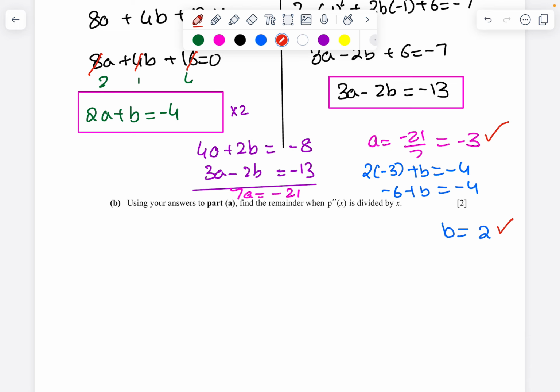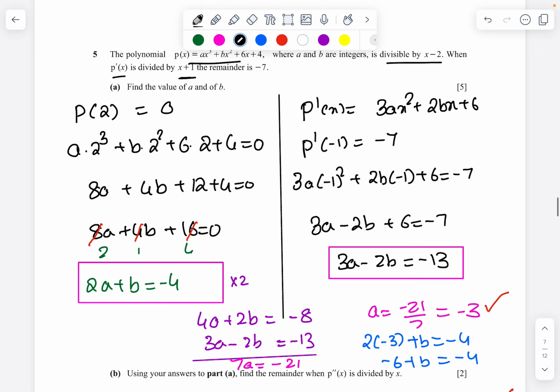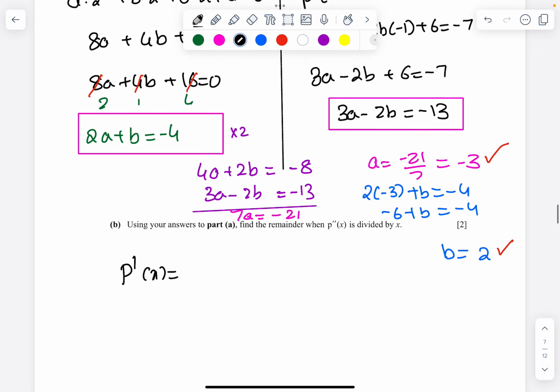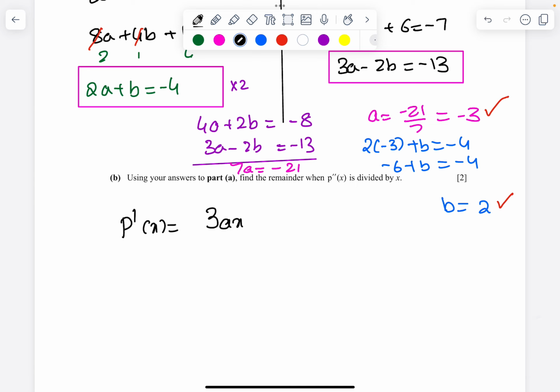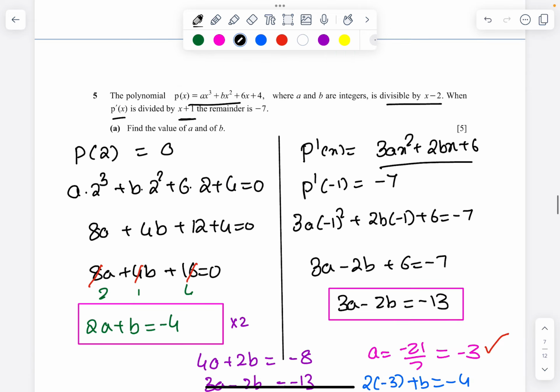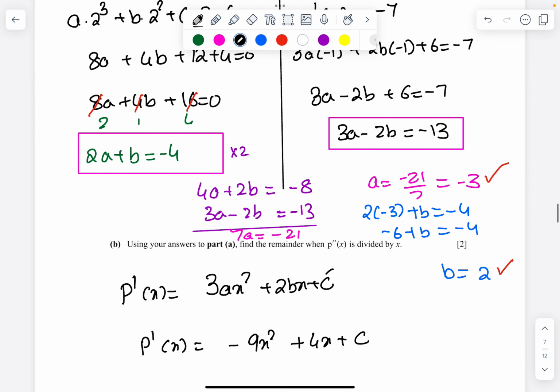Use your answers in part A. Find the remainder when p double prime x is divided by x. So first of all, p prime x. P prime x is nothing but how much? 3ax square plus 2bx plus 6. So p prime x will become negative 9x square plus 4x plus 6.